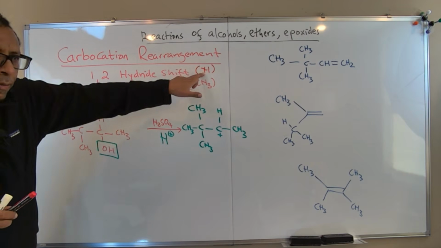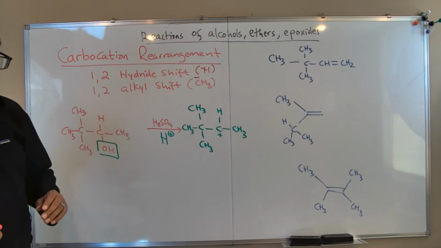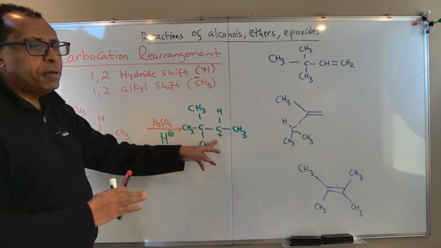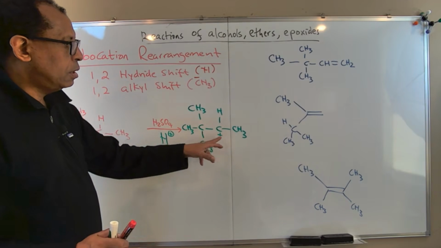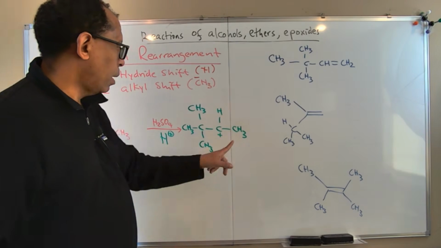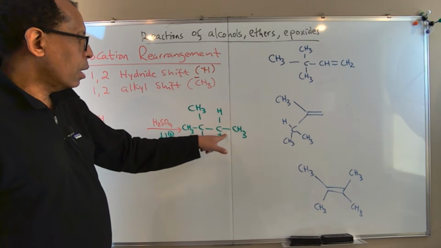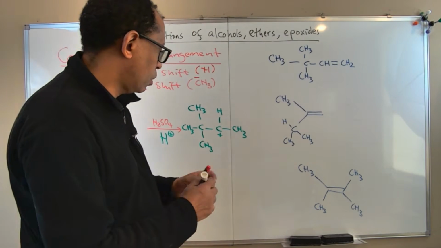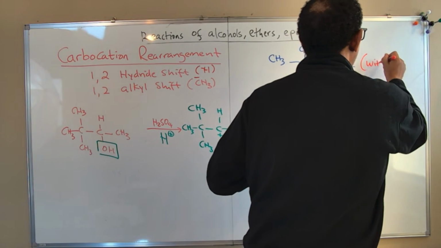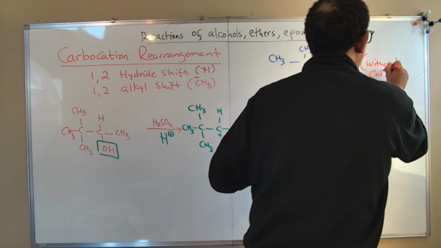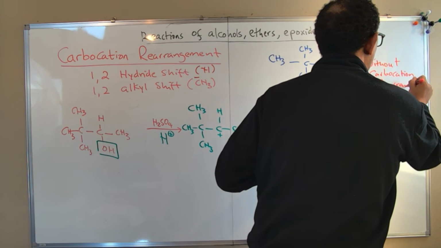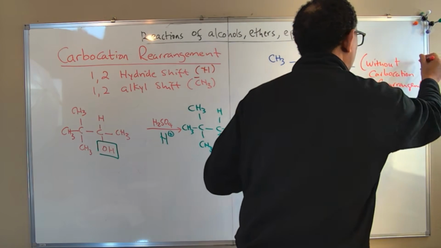It could be a hydride shift or it could be a methyl shift. So if this carbocation didn't shift, the product that will be formed would be this, for example. By eliminating one of the hydrogens here, making a bond here, you could form this. So that's without carbocation rearrangement. That's the product you see.